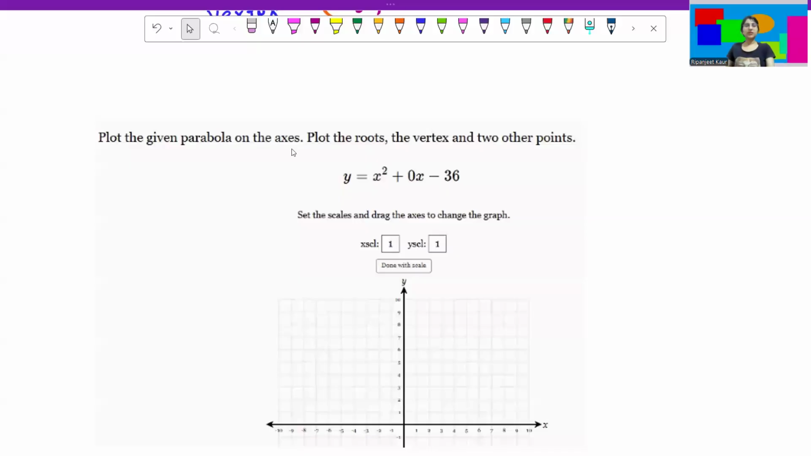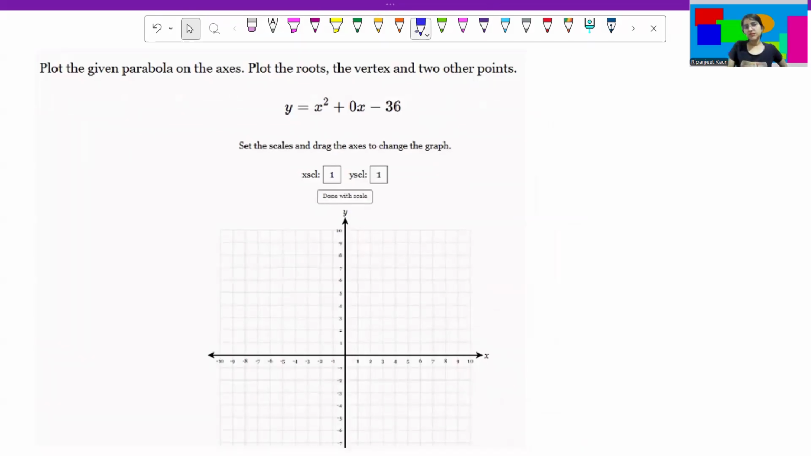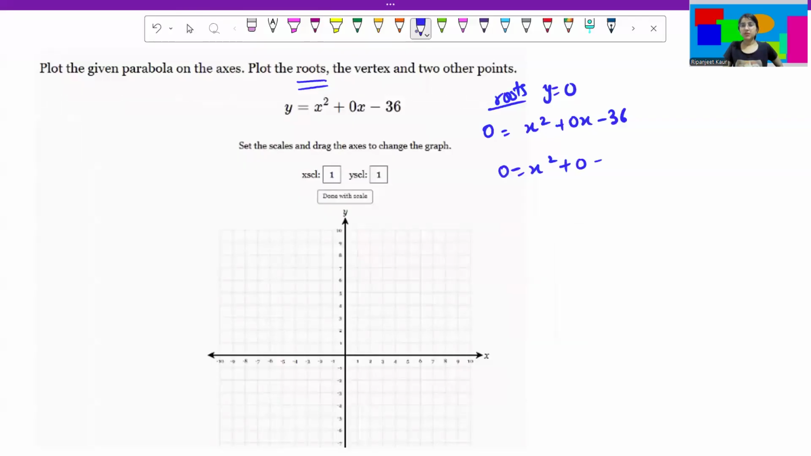Let's. Plot the given parabola on the axis, plot the roots, vertex, and two other points. So similar to what we just did. Now we want to plot the roots. It can be solved in two ways. Number one, they are telling us to find the roots, and roots are found when we keep y equivalent to 0. That means 0 is equal to x square plus 0 times x minus 36. That means 0 is equal to x square, 0 times x is nothing but 0, minus 36. That means x square minus 36 is equal to 0.